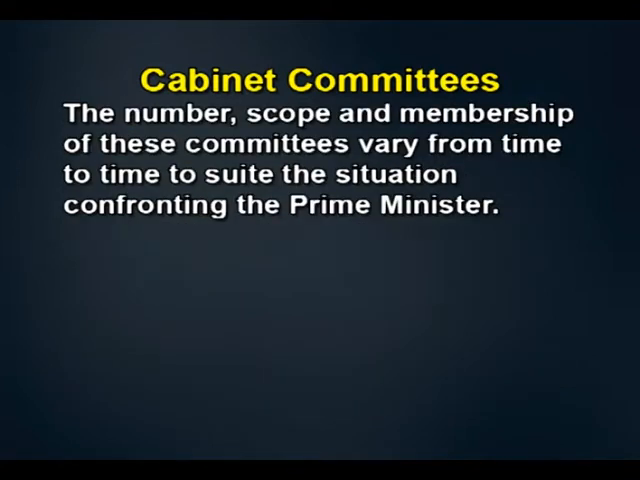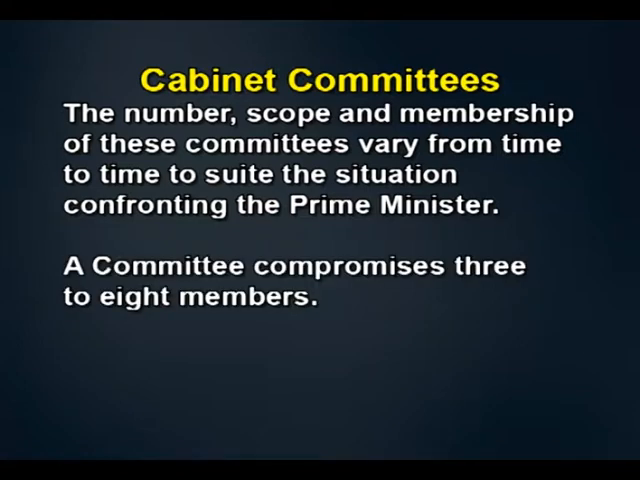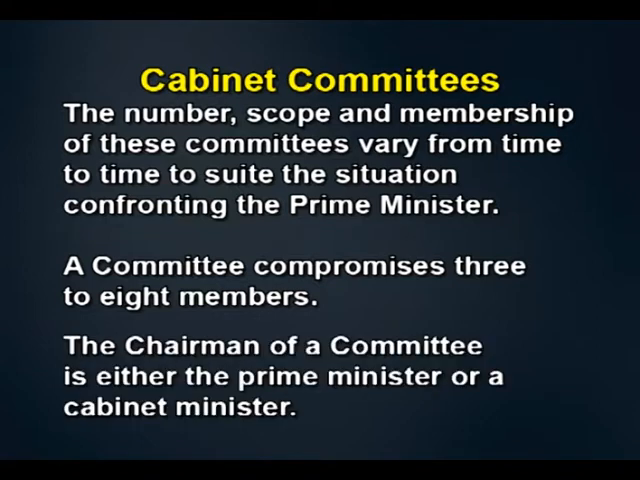The number, scope and membership of these committees vary from time to time to suit the situation confronting the Prime Minister. A committee comprises 3 to 8 members. The chairman of a committee is either the Prime Minister or a Cabinet Minister.